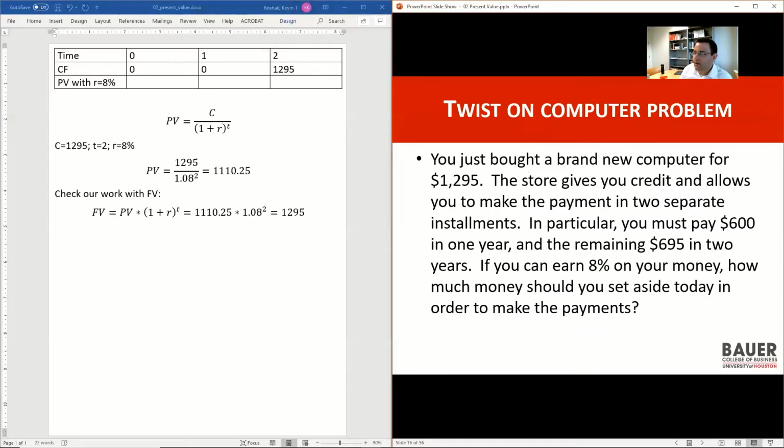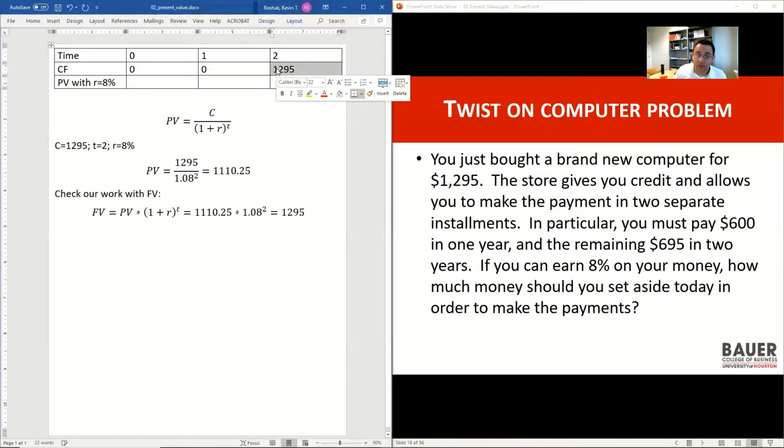So same setup. You bought this computer for $12.95. The store is going to give you credit just like before, and you can make installment payments on it. Okay. Now, it's a little bit different than the first example. In the first example, you just made one payment of $12.95 at time 2. In this little twist on the example, we're going to have to make 2 payments. Okay. In particular, you have to pay $600 in 1 year and then $695 at time 2. Okay, so it's still no payments due today.